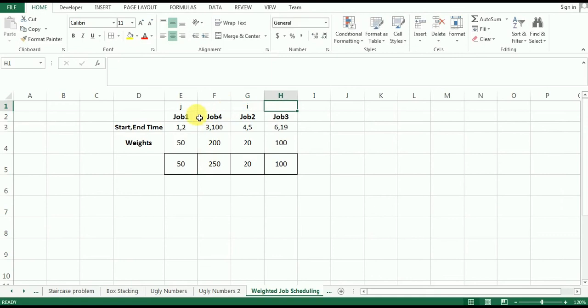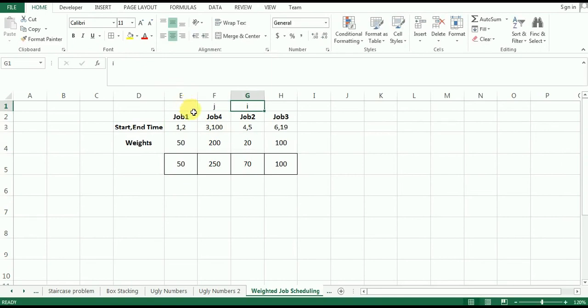Now I'm going to compare job 1 with job 2. Do they overlap? They don't overlap. So 50 is going to be added to this 20. The result will be 70. Is 70 greater than this 20? Yes, it is. Hence 20 will be replaced with 70. All right, we are going good. Now this J is going to be moved one cell to the right.